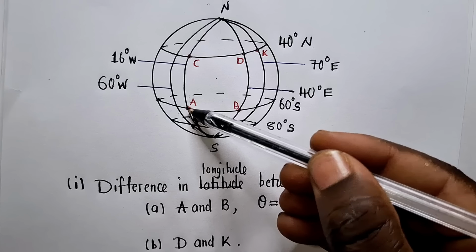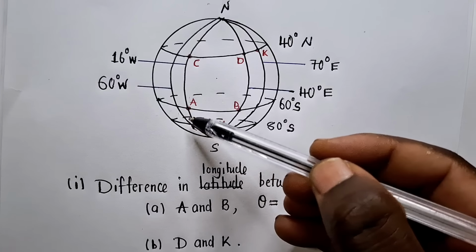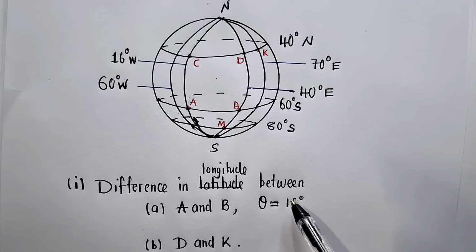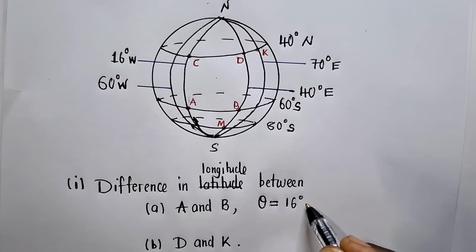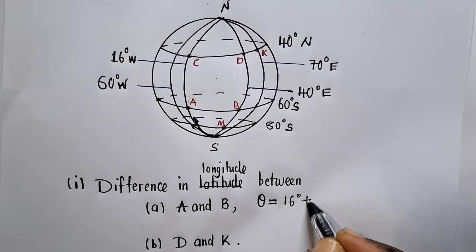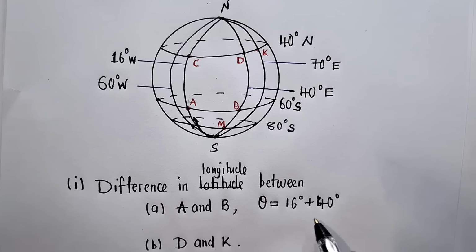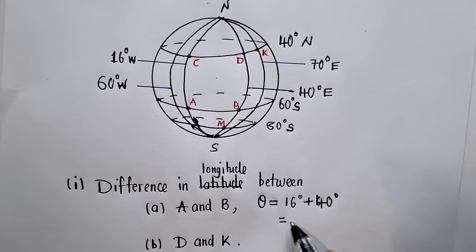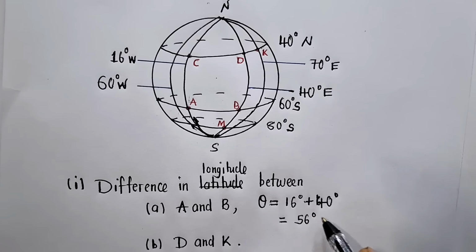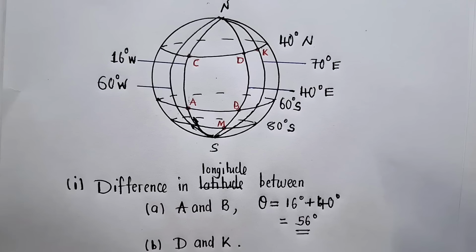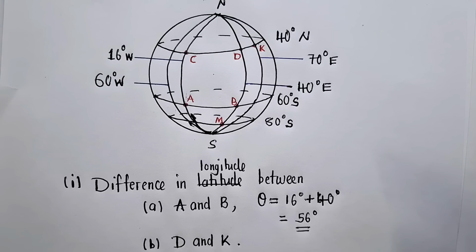Can you see A, this A? When you check this longitude, which is cutting A, it's 16 degrees, and then we shall say plus 40 degrees, okay? And this is giving us 56 degrees. So now, let me explain what I'm doing here. I don't want you to get confused.